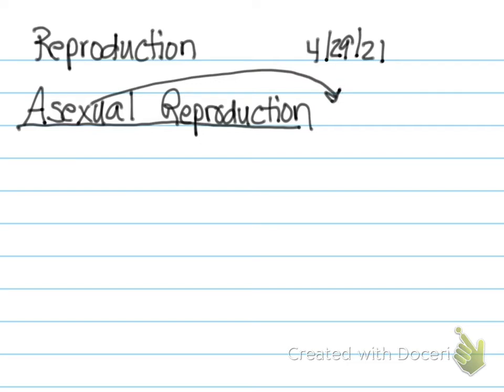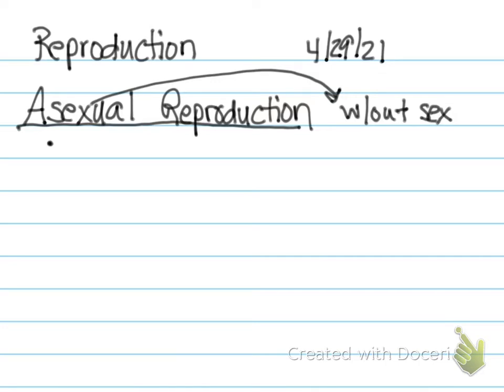I want you to write down that it means without sex. So, in order to reproduce asexually, you do not have to have a male and a female. There's a lot of things to know about asexual reproduction, but we're going to go through some major characteristics. So, underneath asexual reproduction, I'm going to write some bullet points.